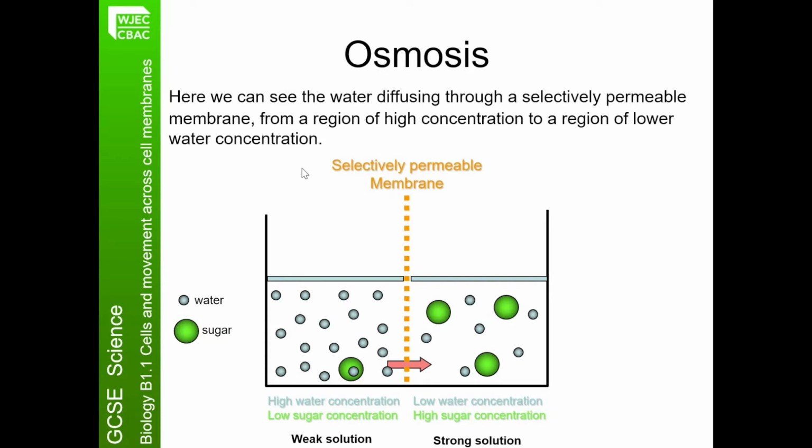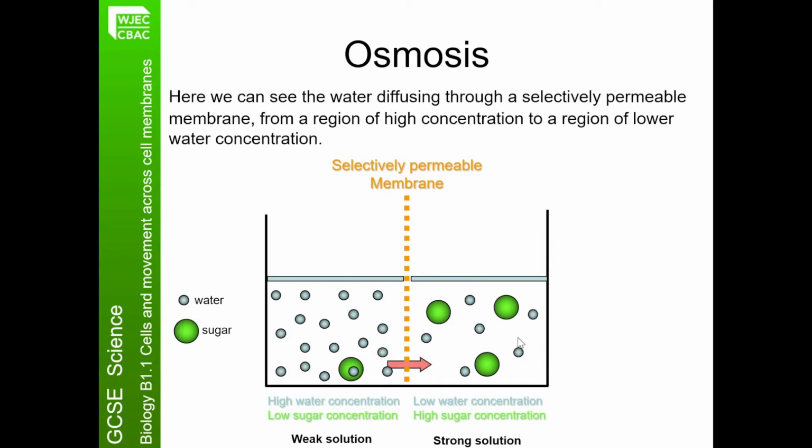So if we look in detail at our diagram, we can see on the left-hand side there are lots of the blue molecules. These are the water molecules, and only one green sugar molecule. So there's high water concentration and low sugar concentration. We say that this solution on the left-hand side is a weak solution or dilute solution. So if you were making up squash, you would have a little bit of squash and you would add lots of water to make dilute or weak squash.